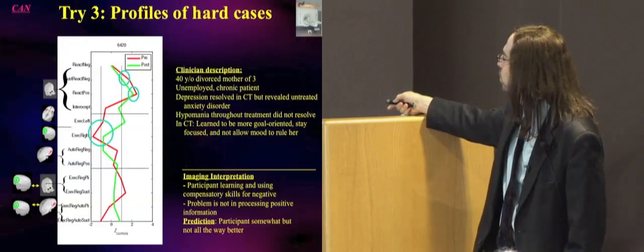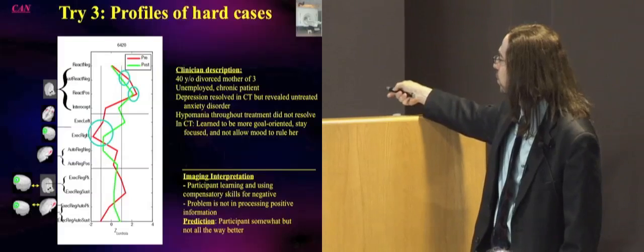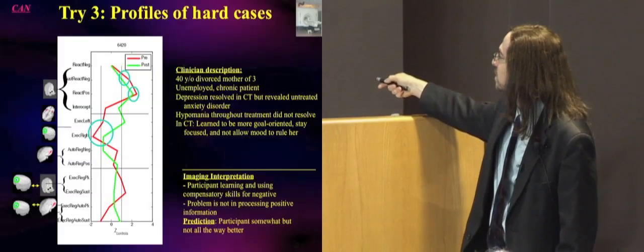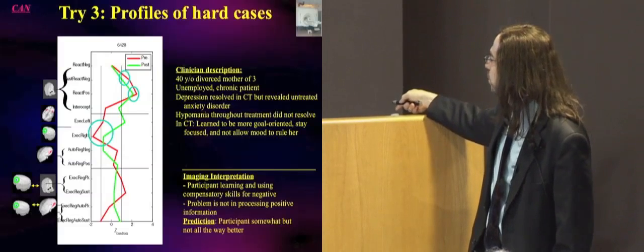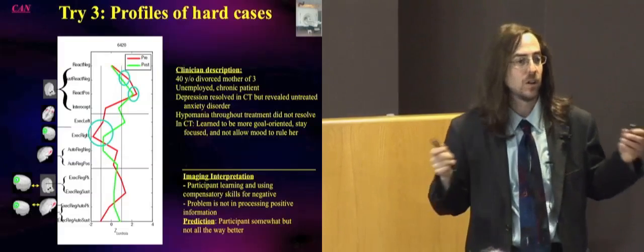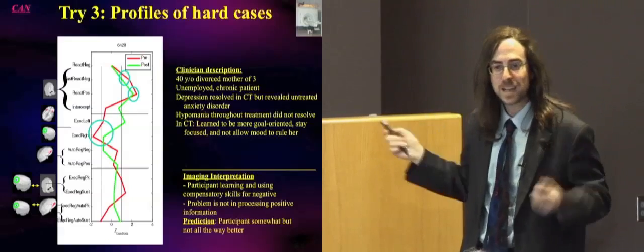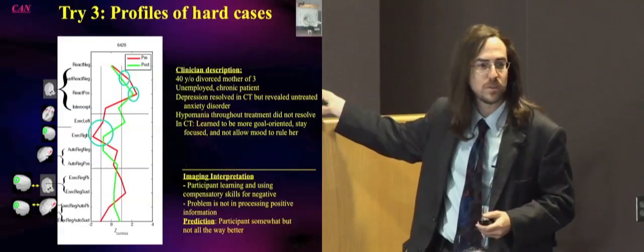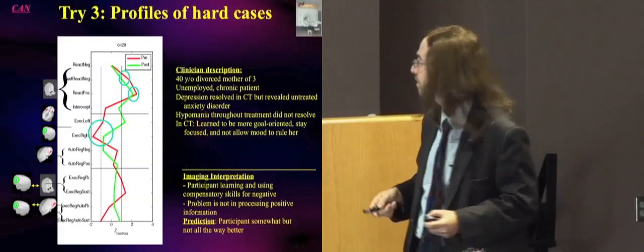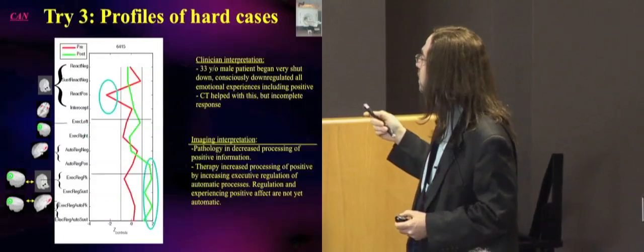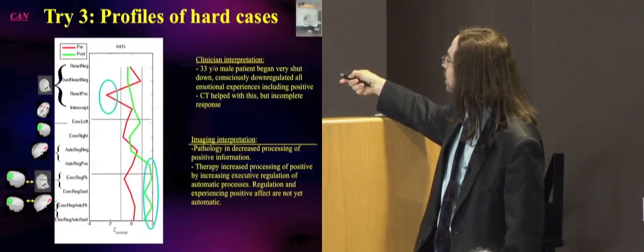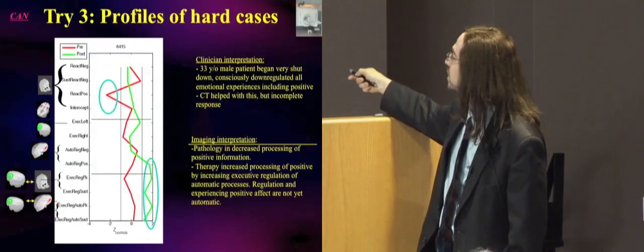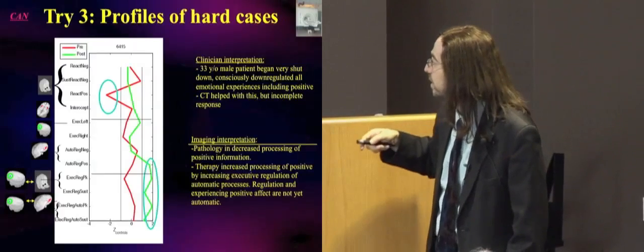So they said the participant was learning and using compensatory skills. The problem is not processing positive information, maybe related to that hypomania. And the prediction of positive, the participant was somewhat, but not all the way better. So it matched up. The therapist and the researcher's description from the profile matched up. We had that in other cases as well. So a shut-down male patient had increased reactivity to positive information, which was consistent with what the clinician said.